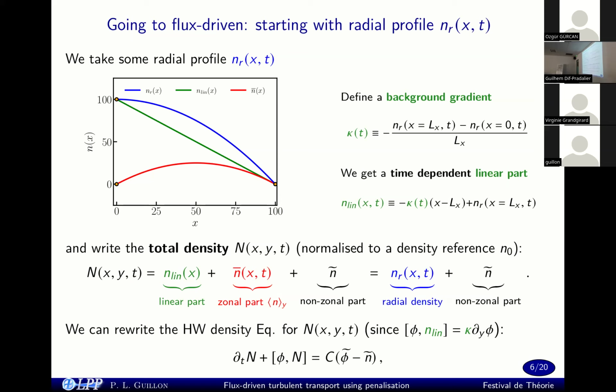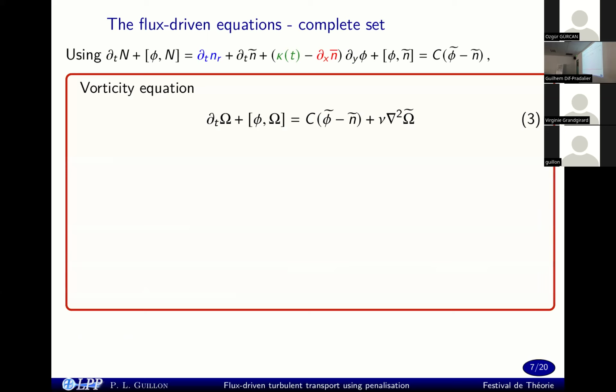And then if we subtract this linear part from the radial profile, we get a perturbed periodic part, which is just the zonal profile. Then we can write the total density of the system, which is composed of the linear part, the zonal part, and then the non-zonal turbulent part, which has a zero y-average. And we can rewrite the density equation of Hasegawa-Wakatani for the total density. And using this equation, we can give the complete set of the flux-driven system.